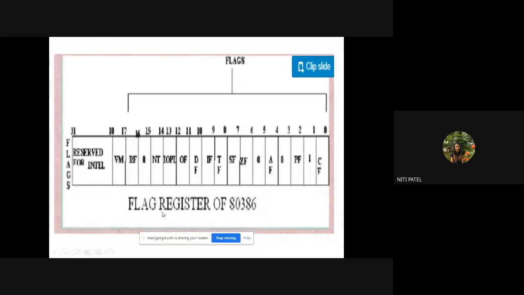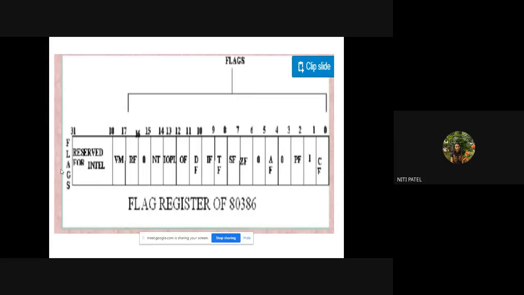Now, can you see from bit number 18 to bit number 31? They are reserved for Intel. Reserved for Intel means they will be 0 for 80386. They will be activated only when I change my processor from 80386 to any of the Intel processors, that is i3, i5, i6, i7. If I use those, at that time these bits from 18 to 31 will be used. But if I'm using an 80386 processor, the value of these bits will be 0. That means they will be activated only when an Intel processor is being used.